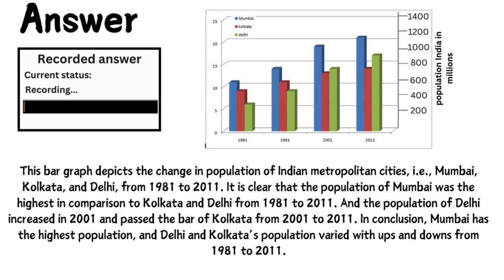This bar graph depicts the change in population of Indian metropolitan cities, i.e. Mumbai, Kolkata, and Delhi, from 1981 to 2011. It is clear that the population of Mumbai was the highest in comparison to Kolkata and Delhi from 1981 to 2011. And the population of Delhi increased in 2001 and passed the bar of Kolkata from 2001 to 2011. In conclusion, Mumbai has the highest population, and Delhi and Kolkata's population varied with ups and downs from 1981 to 2011.